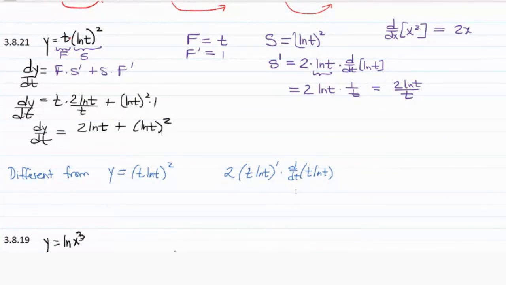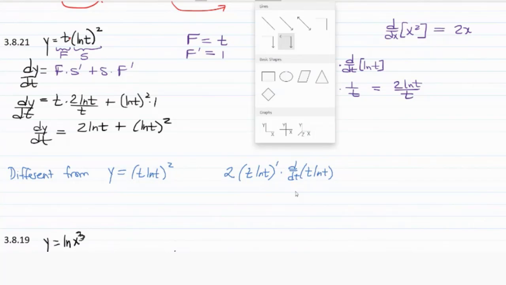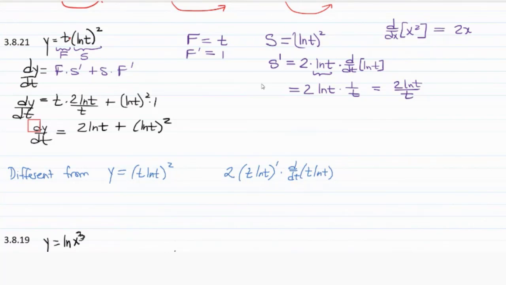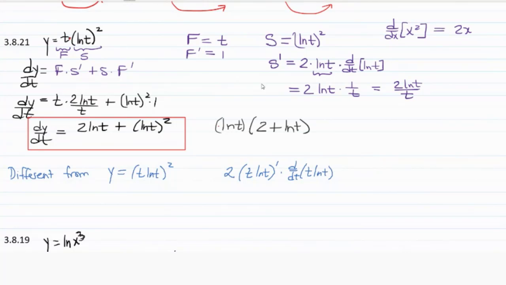Okay, so since we're still getting comfortable with the chain rule, I just want to point out, yes, it's done. Let me put this in a box so we know we're done. You could factor out a natural log of t and write it as natural log of t times 2 plus natural log of t, but that's equivalent.